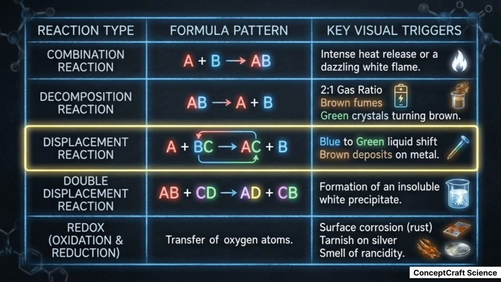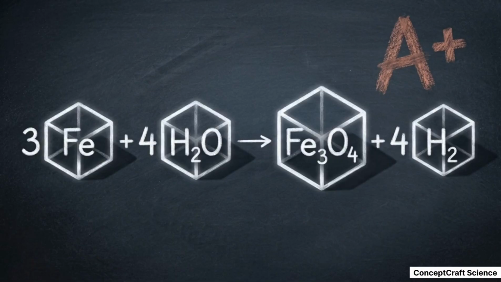Use this grid to review the 5 reaction types. By mapping formula patterns to their visual triggers, like brown fumes or specific gas ratios, you can quickly identify any reaction. Understanding these visual triggers and mastering the box locking method for balancing ensures you are prepared for any exam scenario.